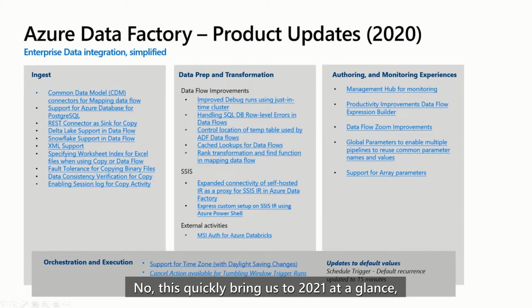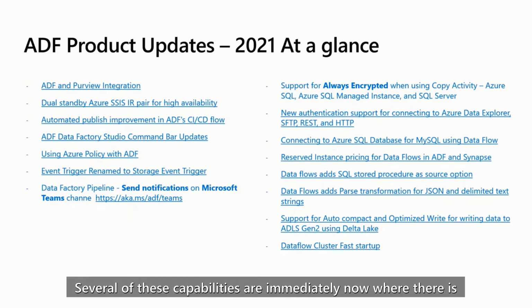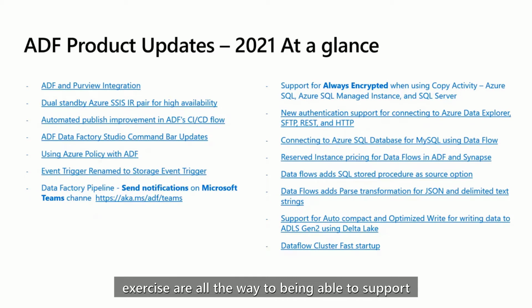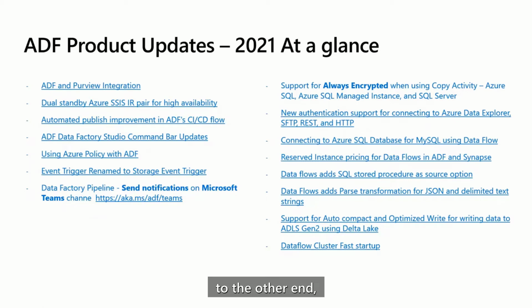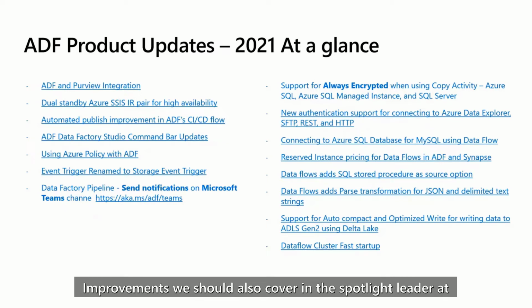Now, this quickly brings us to 2021 at a glance, and we're going to cover a lot of this or spotlight several of these capabilities immediately. Whether it's ADF and the Purview integration, support for dual standby for Azure SSIS IR, all the way to being able to support you to get from one end of a CI/CD pipeline to the other end without you having to do any manual step. So we added support for automated publishing improvements, which we'll also cover in the spotlight later.